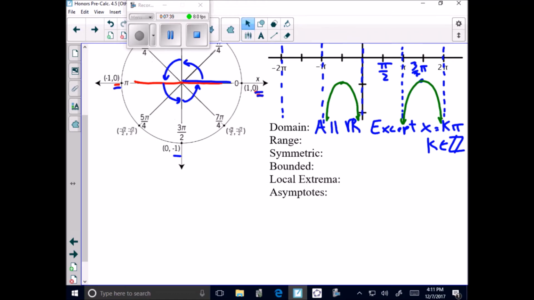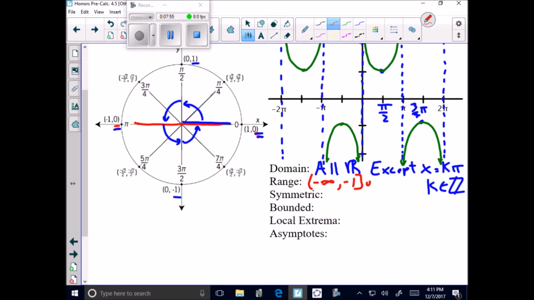As for our range, the y values in our ordered pairs, we're going to say that the y values come up from negative infinity, and they top out at that local max of -1. And we're going to say that we don't have y values between that local max of -1 and that local min of 1. Our y values pick up again at 1, and they go up to positive infinity. And right here, as far as symmetry goes, we can say that our graph of cosecant is an odd function, not bounded since our function values go up to positive infinity and down to negative infinity.